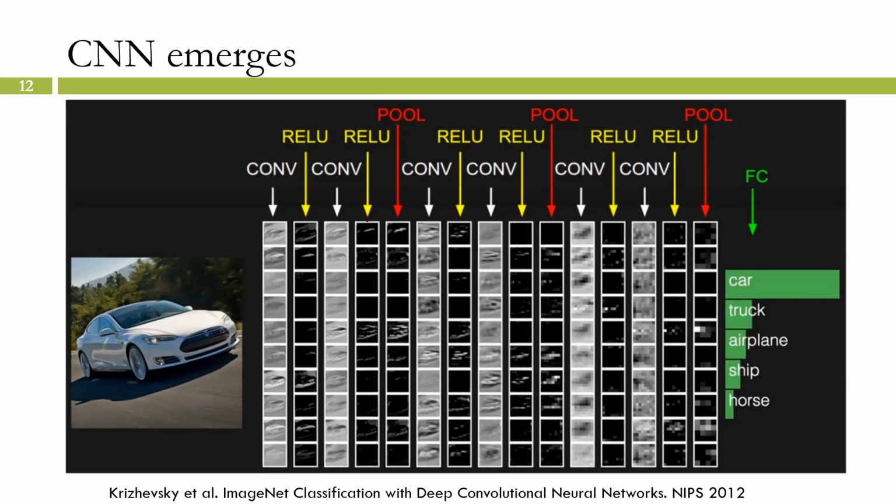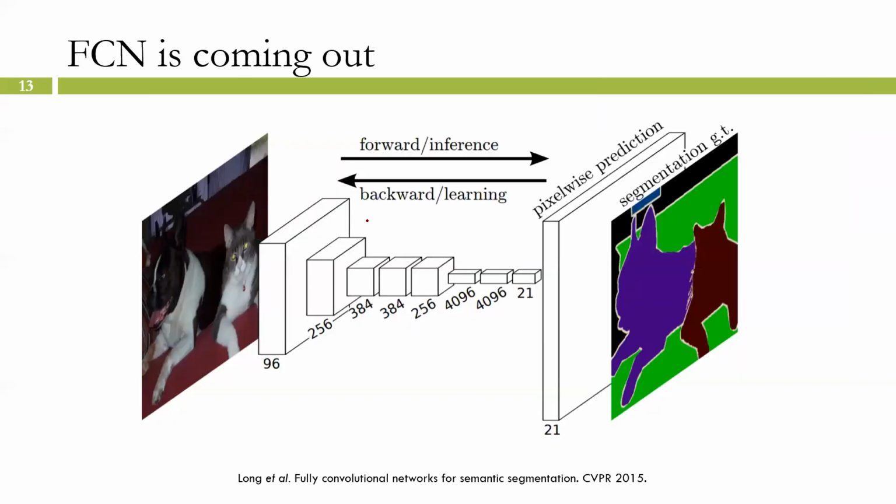Well, the input is an image, and the output is only one class label. It doesn't fit very well, so we have to wait for it. And the wait was not that long, okay? Especially since we have another paper from Long et al. in 2015. This one is about fully convolutional networks, also called FCN.